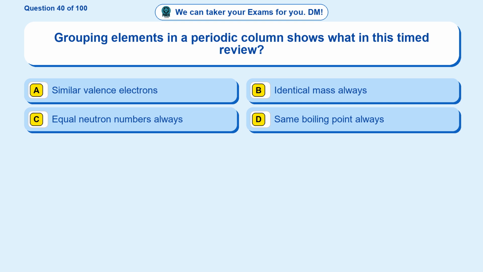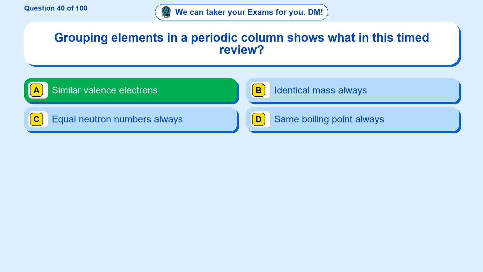Question 40. Grouping elements in a periodic column shows what in this timed review? Option A, similar valence electrons. Option B, identical mass always. Option C, equal neutron numbers always. Option D, same boiling point always.